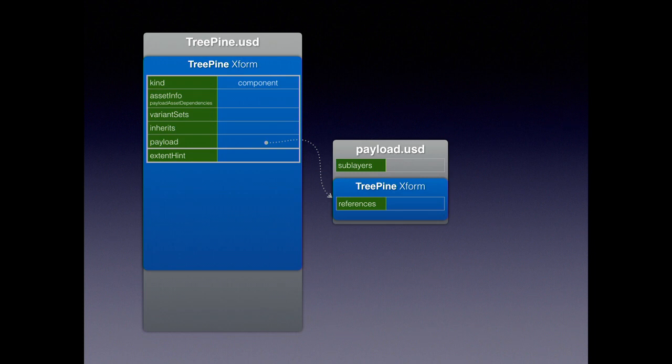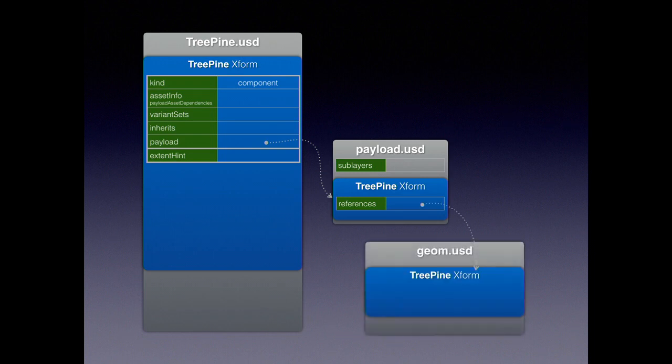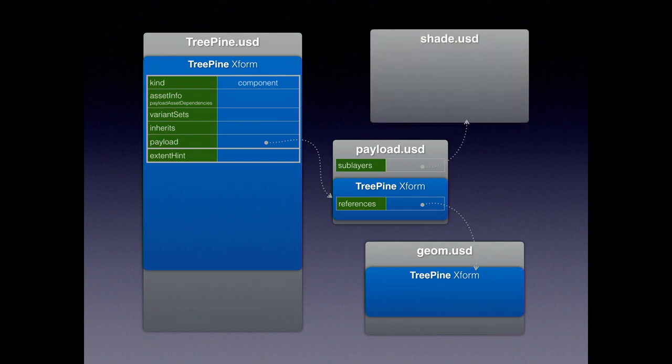And that payload is going to bring in both the geometry and the shading. We're using references to bring in the geometry, and we're using sublayers to bring in the shading. Why are we using both? Our pipeline just kind of evolved this way.